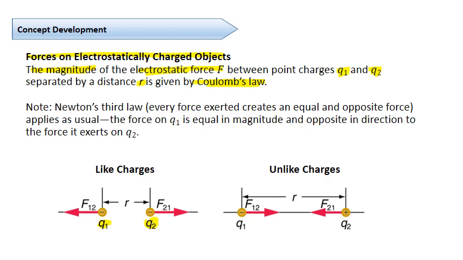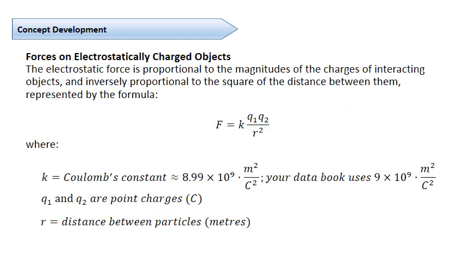Now, important to remember that because they're like charges, they are repelling one another, and if they are unlike charges, as in my second diagram, they are now point charges Q1 and Q2 separated by a fixed distance r, and these are attracting one another. You can go ahead and write down everything that I have highlighted, and if you need to, pause the video now.